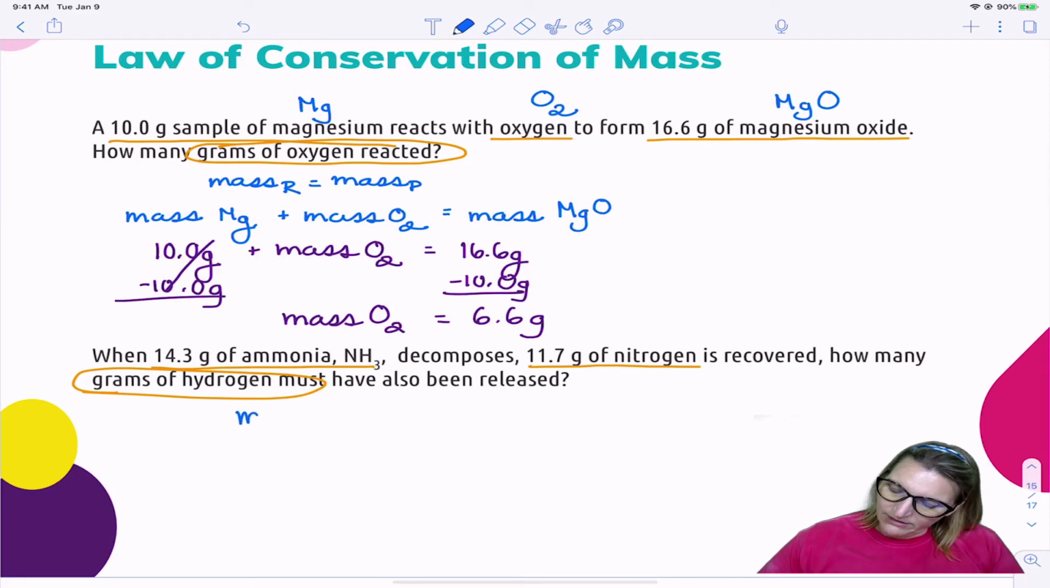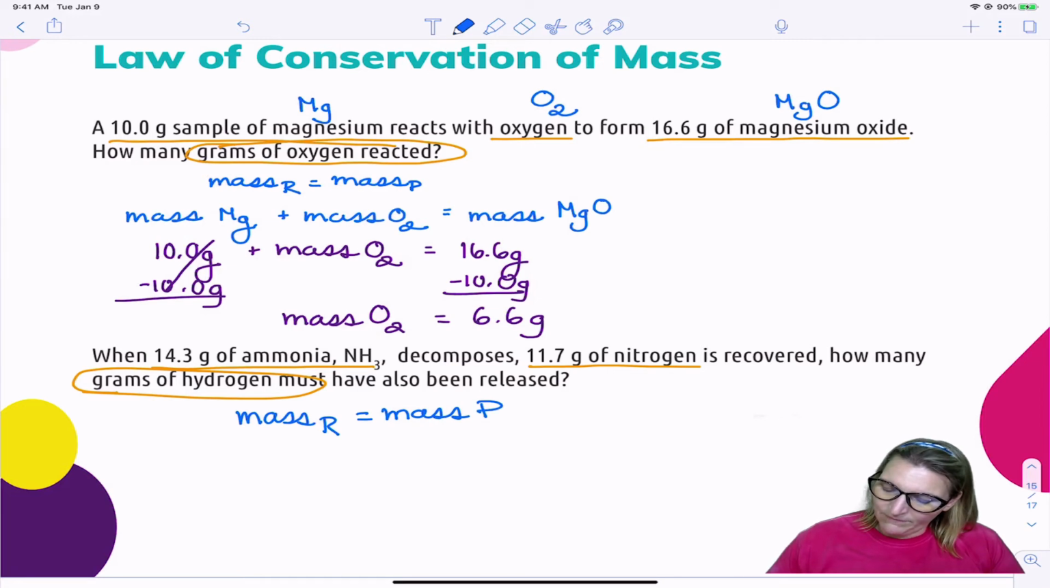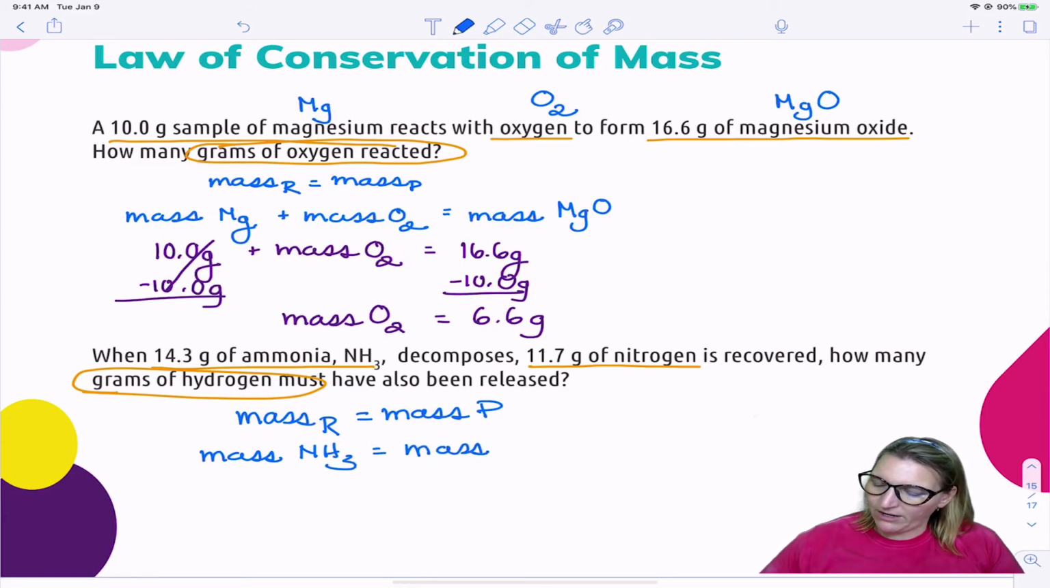Okay, write down the formula. The mass of the reactants must be equal to the mass of the products. What is the mass of the reactants? Well, that's the mass of the ammonia, NH3. That must be equal to the mass of the products. One is nitrogen gas, that's N2, and the other one is hydrogen gas, which is H2.